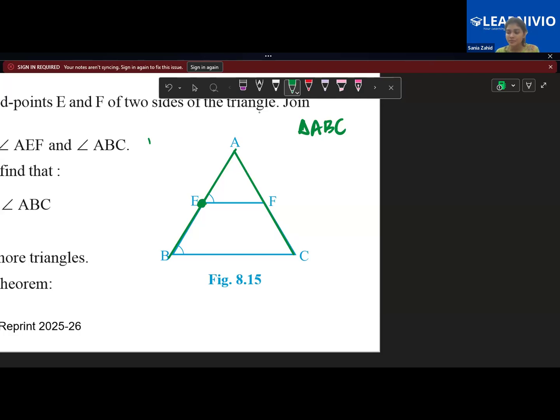It's bisecting the line segment AB. That means AE is equal to EB. And F is the midpoint of AC. That means AF is equal to FC. This is what I have. If they are the midpoints, this is given to me.